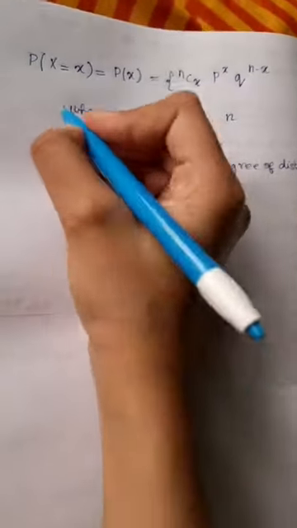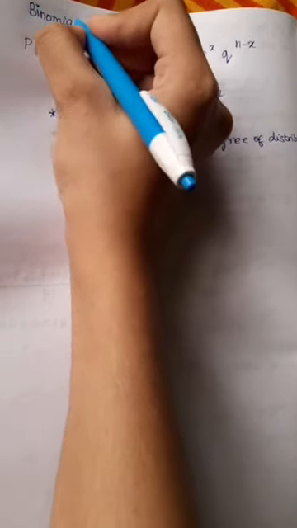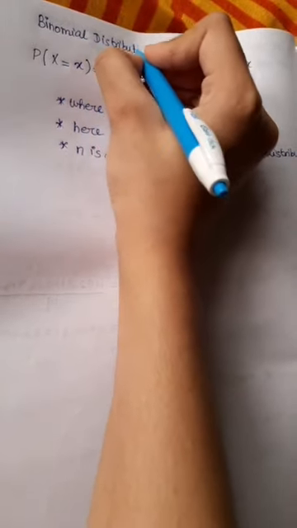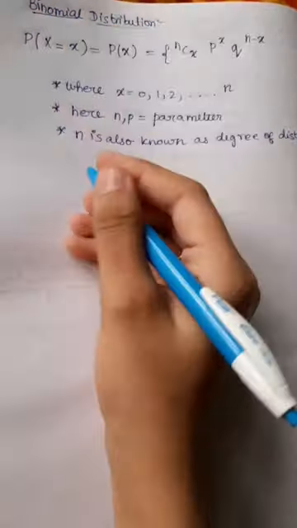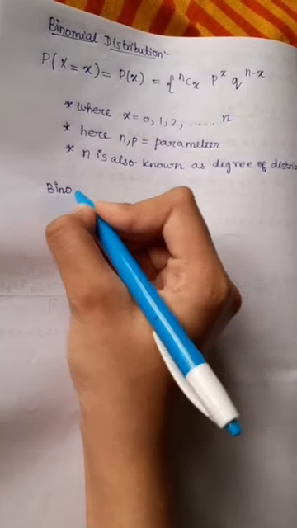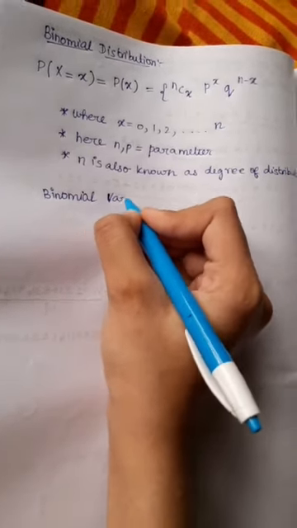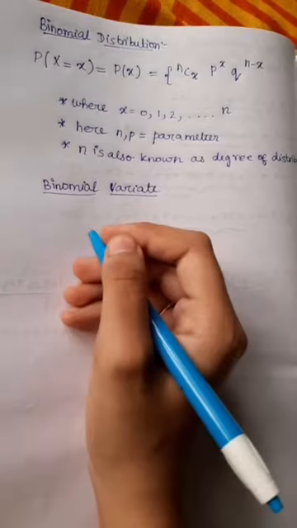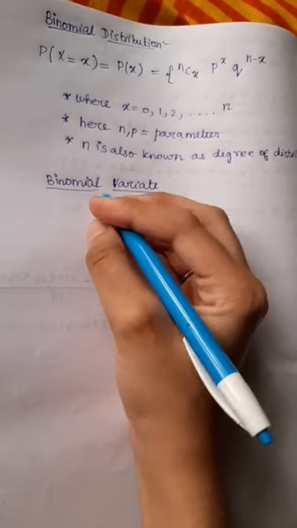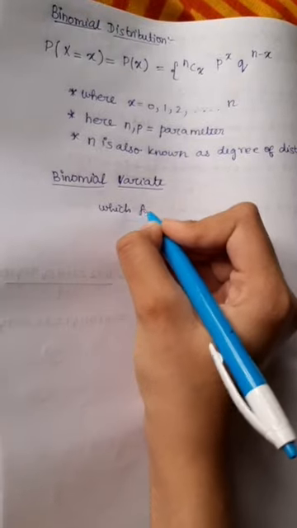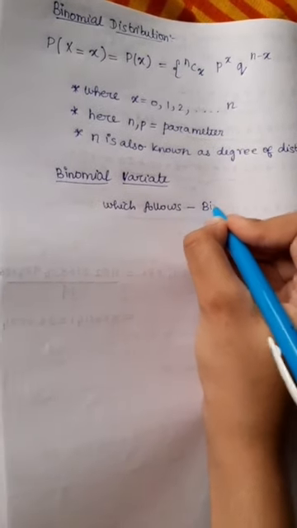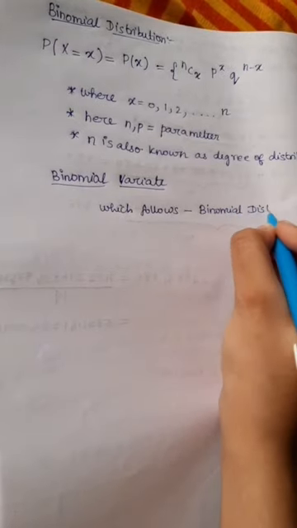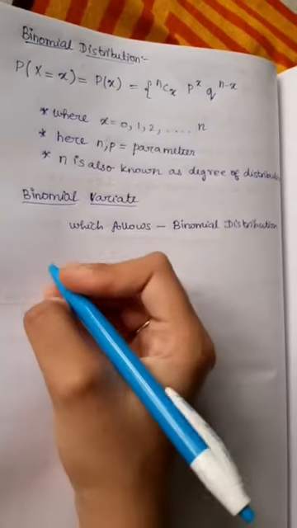Now, if we say that this is binomial distribution, what is a binomial variate? Binomial variate is nothing but a discrete distribution, and x can take only the integral values, that is 0, 1, etc. up to n. Any variable which follows binomial distribution is known as a binomial variate.